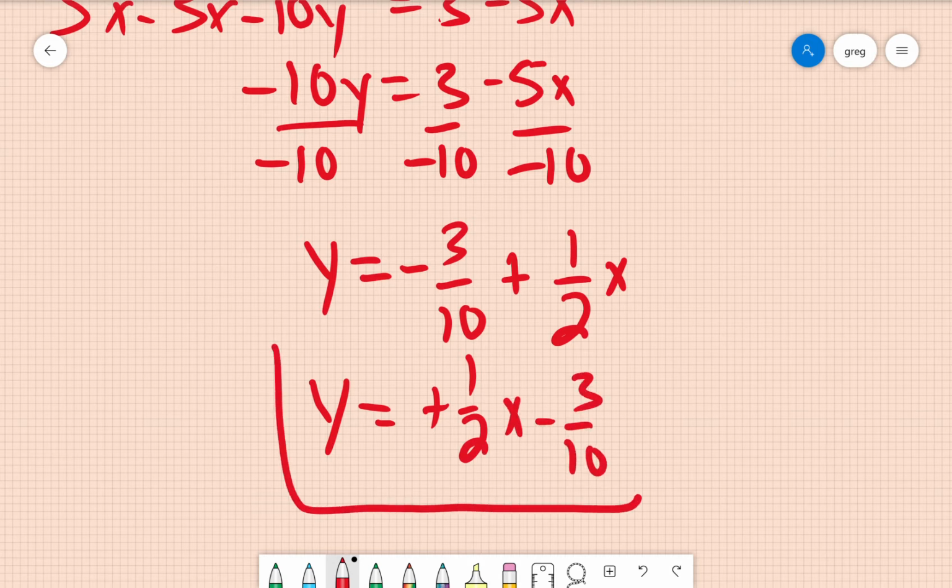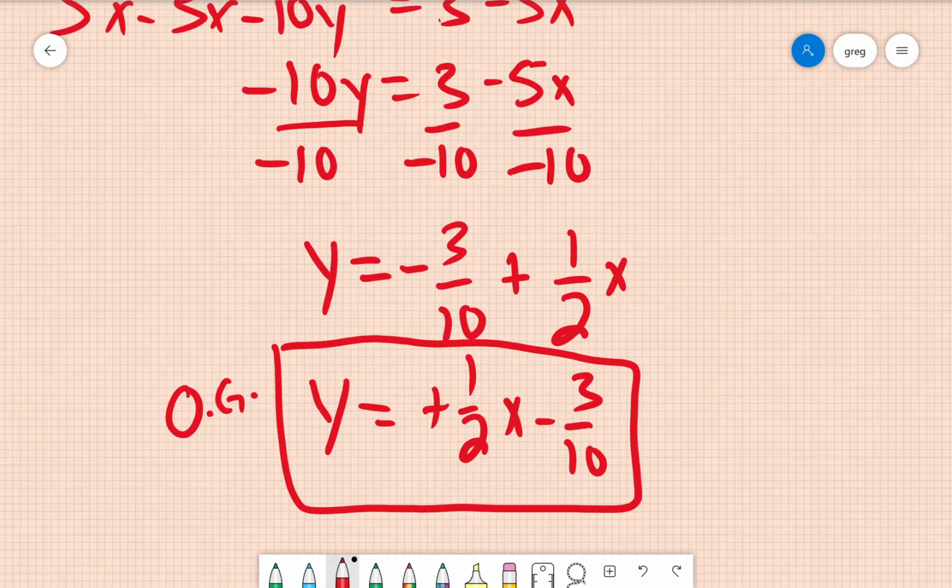Perfect, yes. This is your original equation here. Put a box around that. You can even put OG next to it if you need to. This is your original equation. We need to find one that's parallel to this that goes to that ordered pair that we wrote earlier on this illustration here. But that was step one, right?